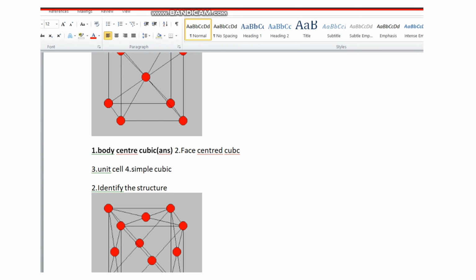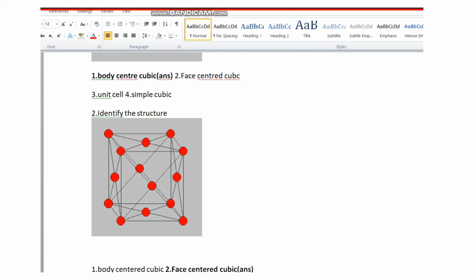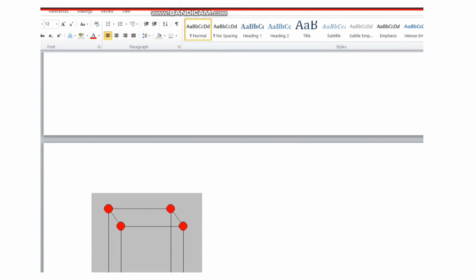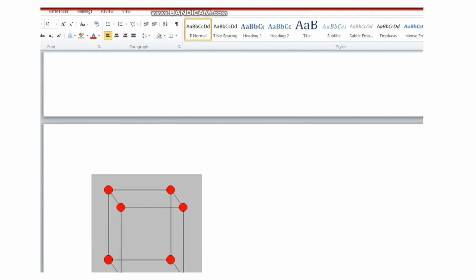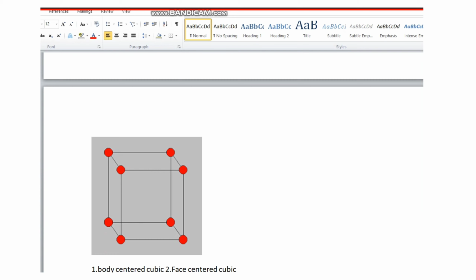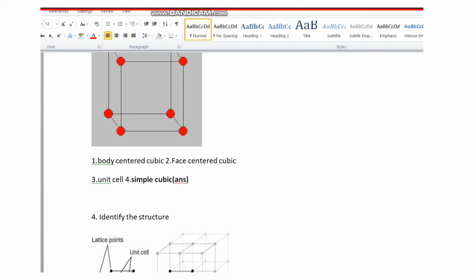Then identify the structure. See, in this case, at each face of the cube there is a lattice point, therefore it is a face centered cubic structure. Now third, identify the structure. This is a simple cubic cell.